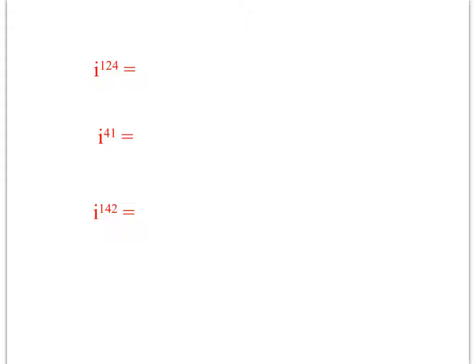So looking at these problems right here, i to the 124th power. 124 is a multiple of 4. 4 goes evenly into 124, so this is just like i to the 4th power, or i to the 0 power, which of course is 1. i to the 41st power: the biggest multiple of 4 that goes into 41 is 40, so we can think of this as i to the 40th times i to the 1st. Well, i to the 40th is just 1, and i to the 1st is just i, so this equals i.